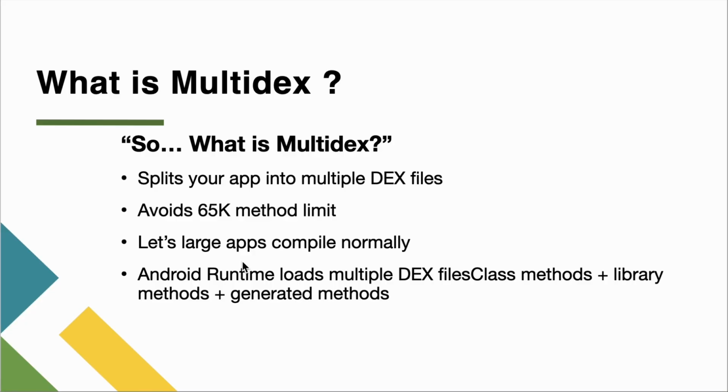Each DEX file will have a maximum of 65k methods, and the remaining methods will fall into other classes.dex files. And with MultiDex, your app can scale up with more features and libraries. It will allow the large application to compile normally, and the Android runtime loads multiple DEX files, class methods plus library methods plus generated methods, in an easier way.